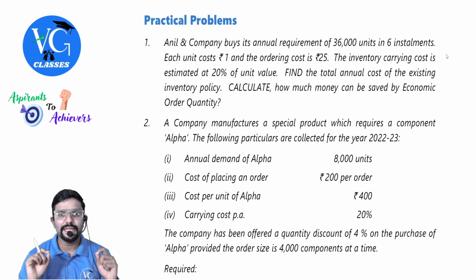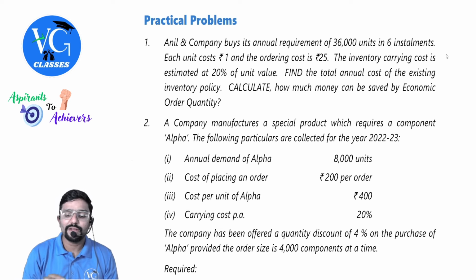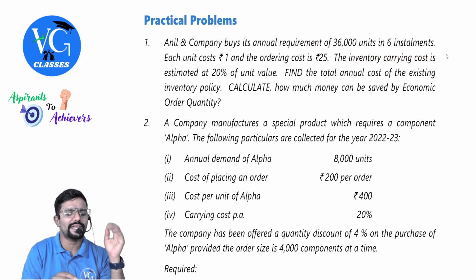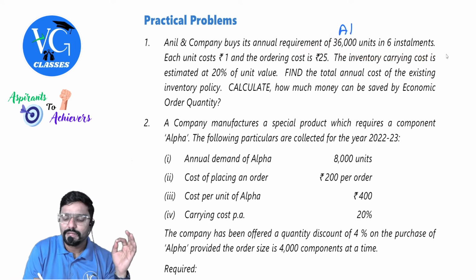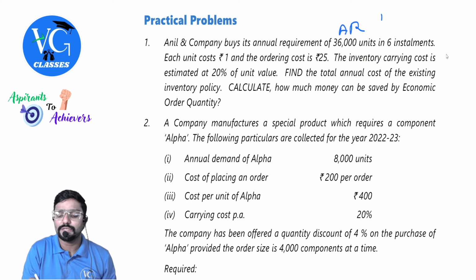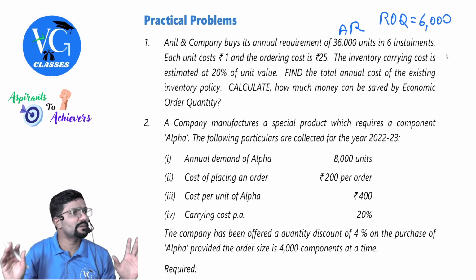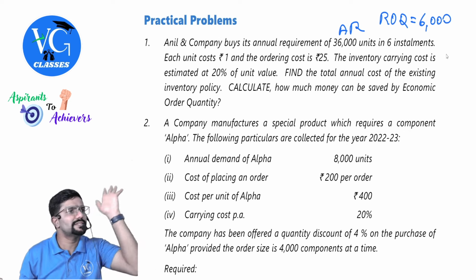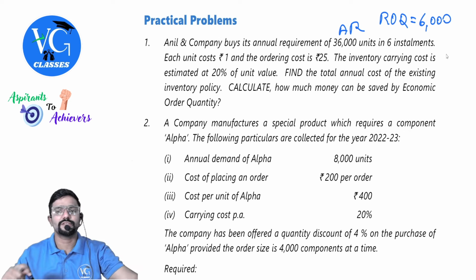First one. Anil and company buys its annual requirement of 36,000 units in 6 installments. What is their annual requirement, guys? 36,000. They are purchasing it in 6 installments itself. So ROQ is 6,000. I am not sure whether it is EOQ, so I cannot declare it. I can only tell it is ROQ, lot size 6,000. Clear?